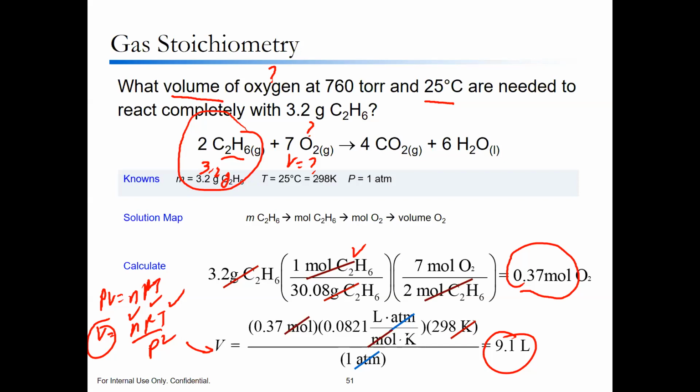So same thing as stoichiometry. Now we're dealing with a gas. We could use volume.